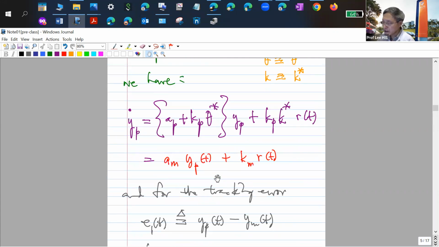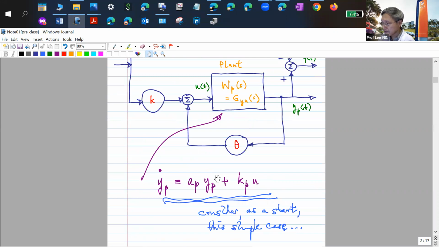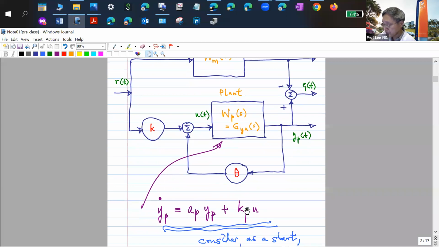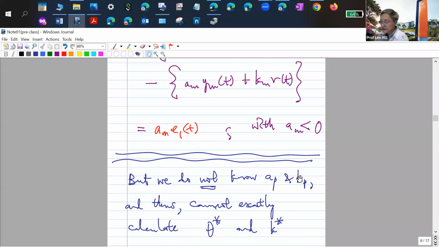Although I say that I don't know the numbers AP and KP, in this first simple way that I'm doing adaptation, I at least need to know the sign of KP. The sign of KP is not difficult. For a large class of practical systems, you can simply put some kind of a step in there, then you see what direction the YP moves. If the YP moves in the positive direction, KP is positive. If the YP moves in the negative direction, KP is negative. So a simple experiment actually can get for you the sign of KP.